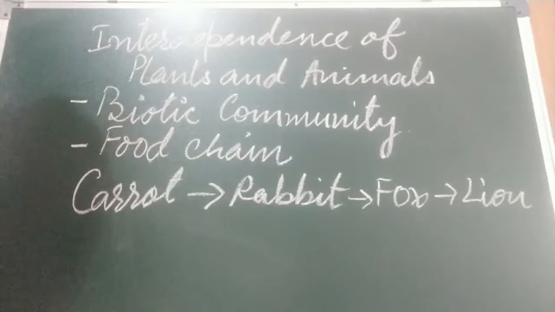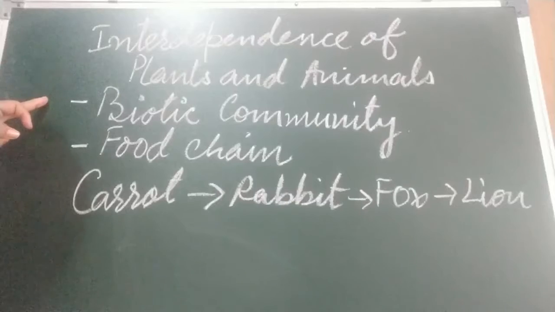Now we are going to discuss interdependence of plants and animals. A forest is a home of many types of plants, animals and microorganisms. The various organisms are interconnected and living together form a biotic community. So what is a biotic community? Plants, animals, microorganisms that live in the forest are interconnected and together they form a biotic community, and we also call that biota.